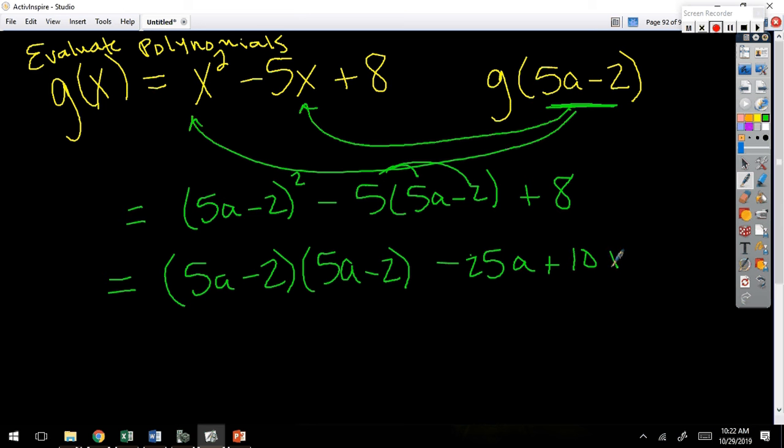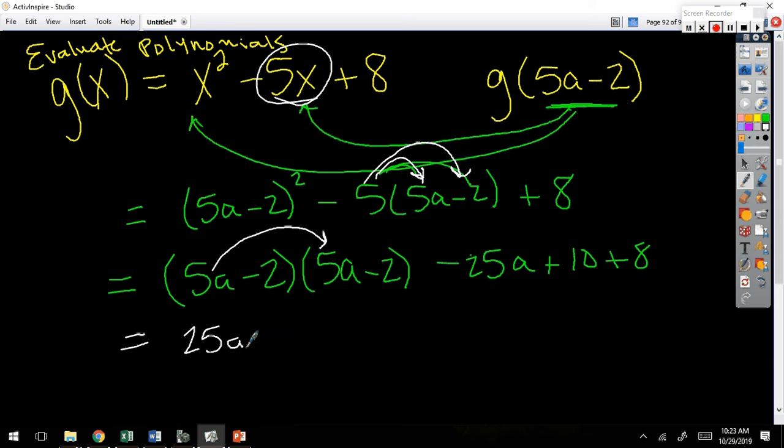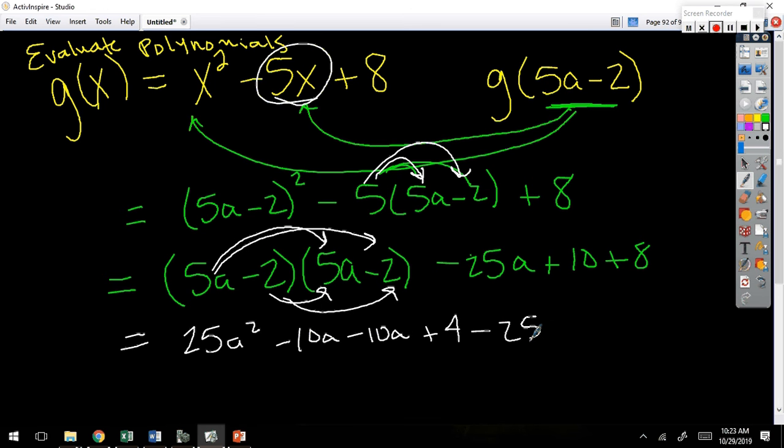Where did you get the 25? I went ahead and distributed that 5 that was sitting in front here because it's 5x. All right, let's start this process. 25a^2 minus 10a minus 10a plus 4. 10 and 8 is?